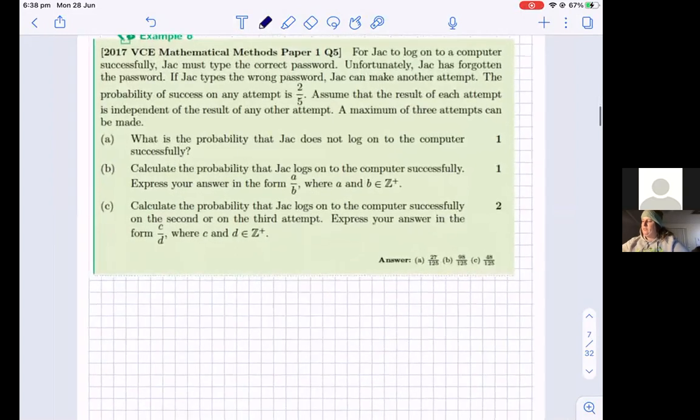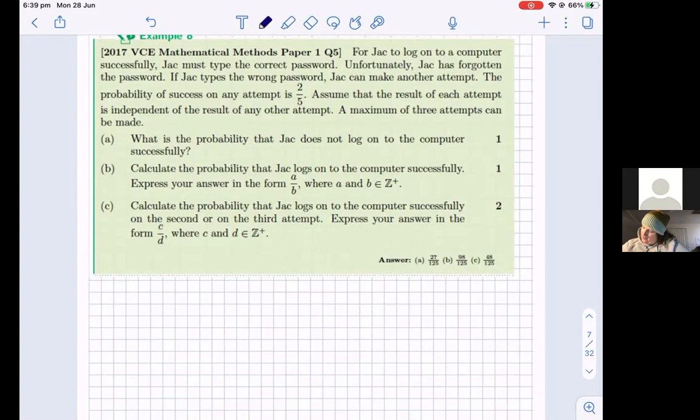For Jack to log on, he's got to put in the correct password. Unfortunately, he's forgotten his password. If he types the wrong password, he can make one more attempt. The probability of success on any attempt is 2/5. Gosh, Jack, just get your life together. Assume that the result of each attempt is independent of any other attempt. A maximum of 3 attempts can be made. What's the probability that he does not log on successfully?